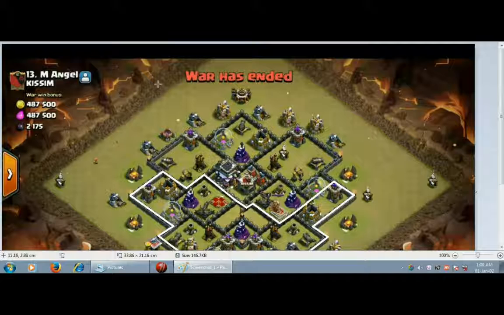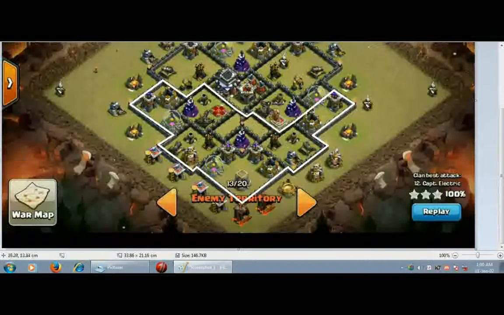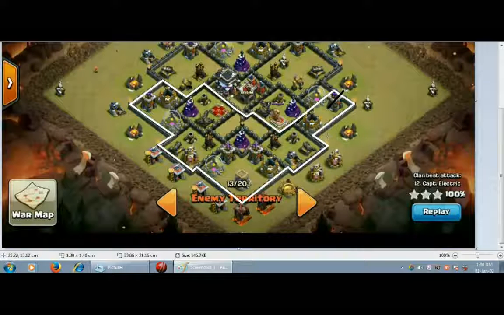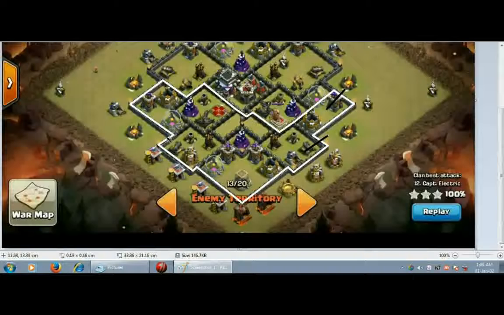So this is the final base. It's kind of like an anti-2-star Town Hall 9 base layout, and the reason why we are doing an anti-2-star base as the final one in this video is because some of you guys feel that these strategies do not work on anti-2 bases. So I'm just marking the layers out for you, and that is pretty much it for the primary layer.